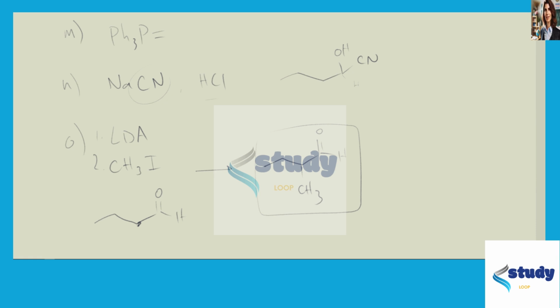Finally, with our Wittig reaction, we're losing triphenylphosphine oxide in this reaction and replacing it with another carbon. So we end up with this entirely hydrocarbon only with no heteroatoms.